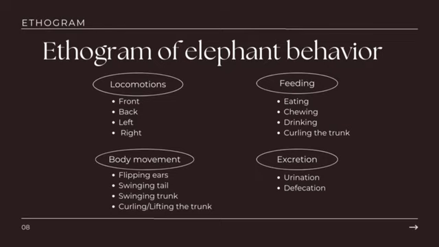This is the histogram of elephant behavior and some clips of the behavior of the elephants. Locomotion of front, back, left and right. The feeding process includes eating, chewing, curling the trunk and drinking. Body movement of flipping ears, swinging tail, swinging trunk and curling or lifting the trunk. Excretion of urination and defecation.